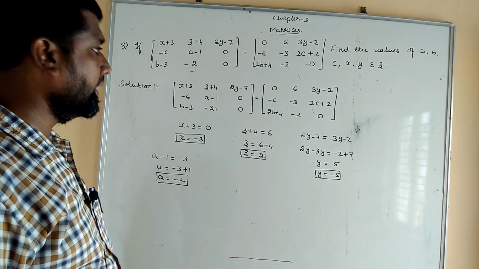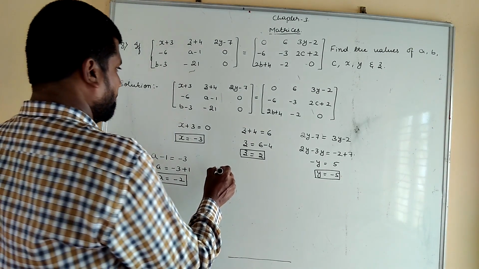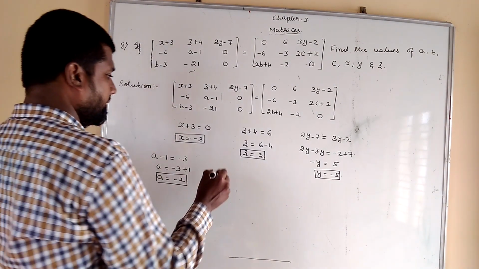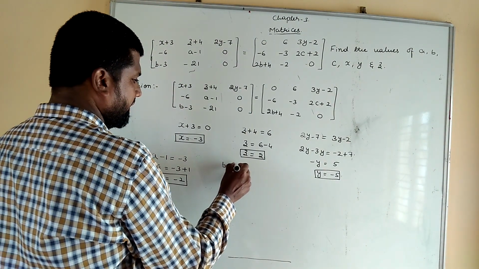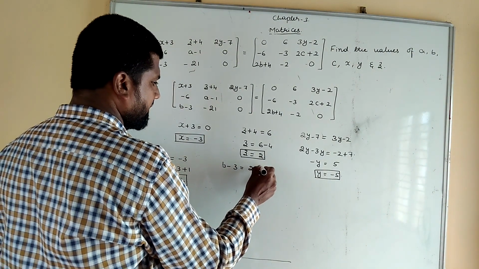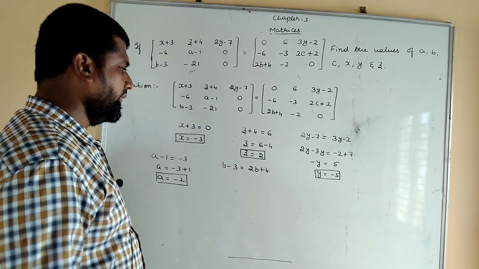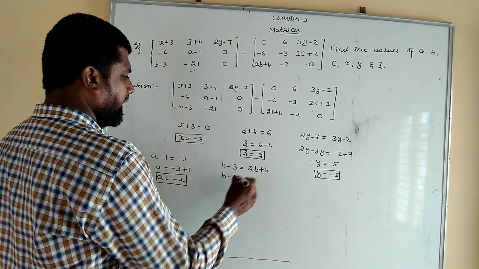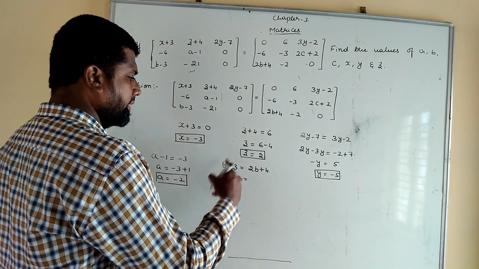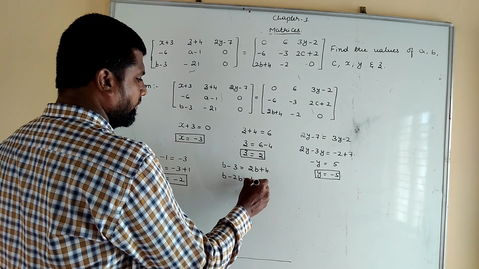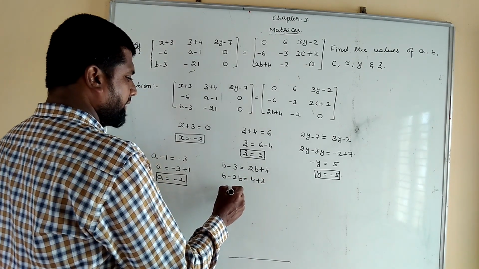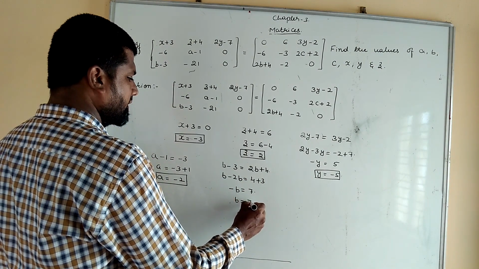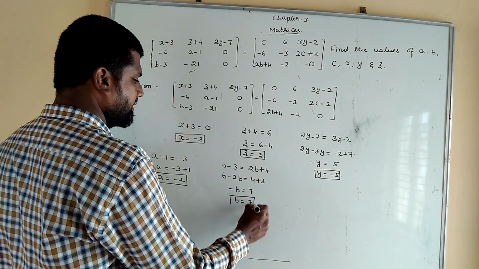So let us find the b. The b value is in the place of A31. A31: b minus 3 is equal to 2b plus 4. So shift the 2b to the left side. b minus 2b is equal to, shift the minus 3 to the right side, 4 plus 3. Then if you subtract, minus b is equal to 7. Then b is equal to minus 7. We got the value of b.